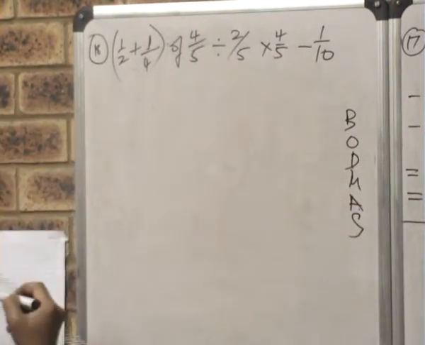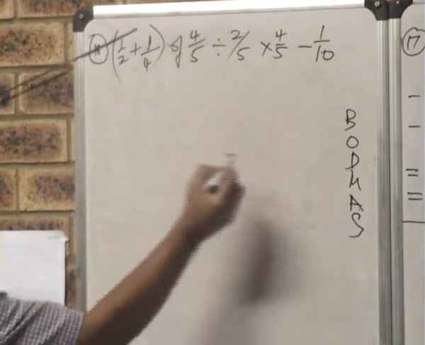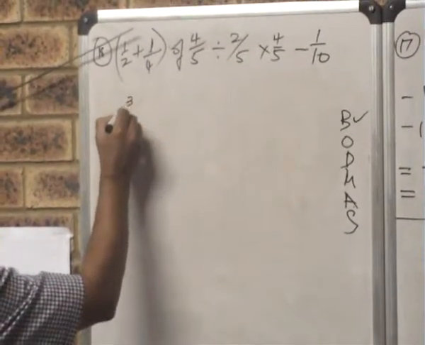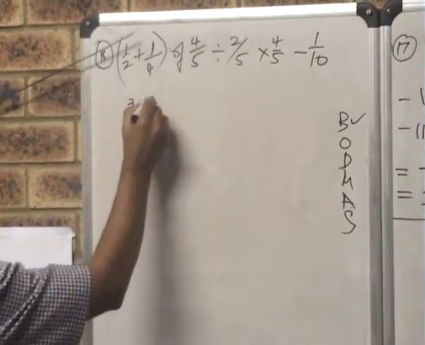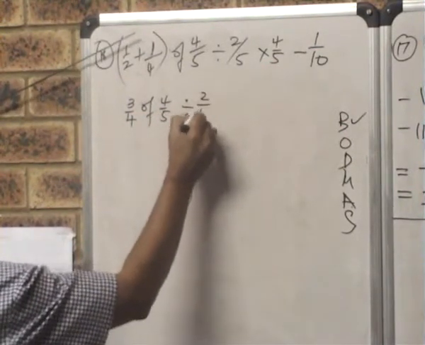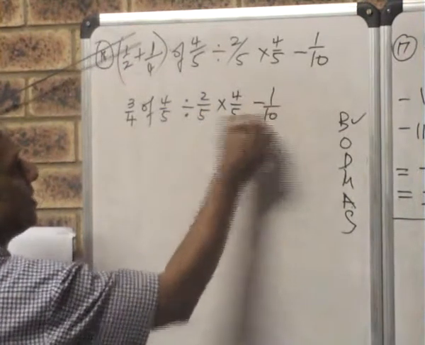Okay, any brackets? Yes, we're going to do this bracket first. So there is a bracket. Half plus quarter is 3/4. Of 4/5 divided by 2 over 5 plus 4 over 5 minus 1 over 10.